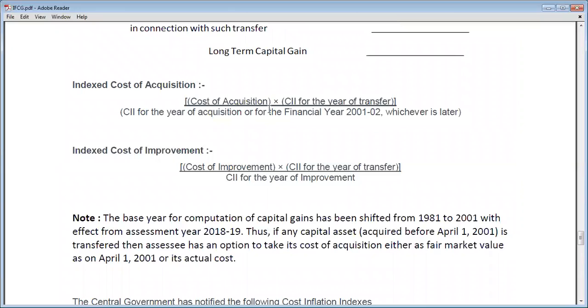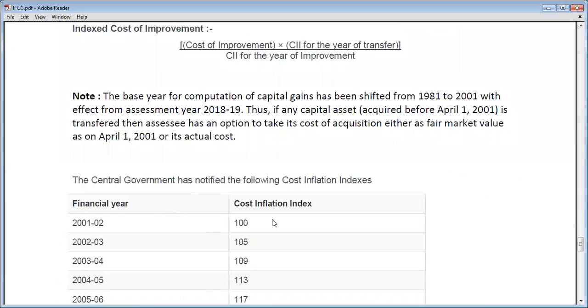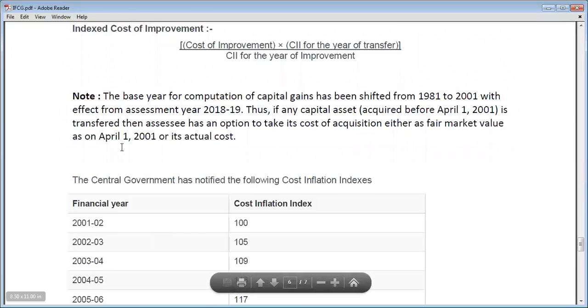Suppose you have purchased that asset before 2001-2, because see there is a problem: the CII table given to us for indexation starts from 2001. So if you purchased any asset before 2001-2, then in that case we don't have the CII for that year. We don't have CII before 2001-2. So in that case, what will you do? You will assume the base year as 2001-2.